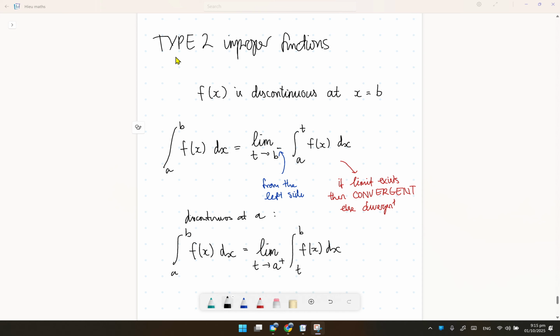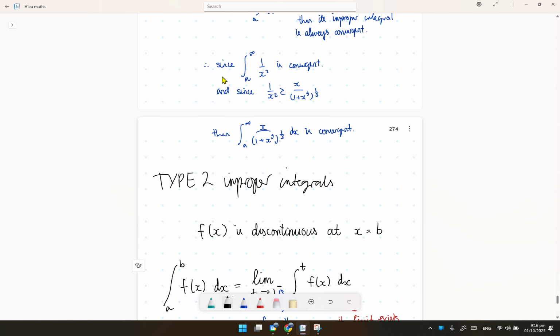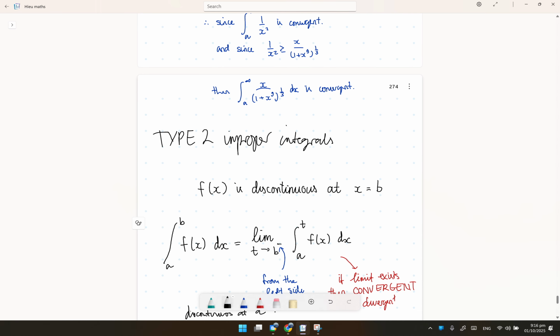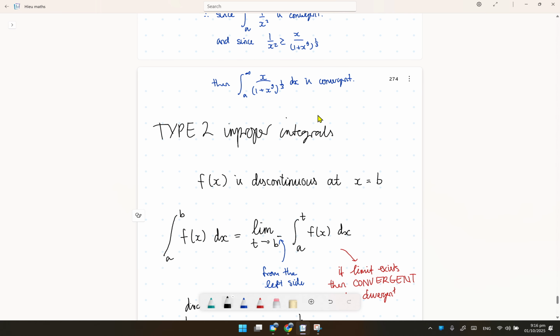Back to another video, and this time we're going to be looking at type 2 improper integrals. We've done type 1, which is where we have one end and then an infinite end, and that's where we find the limit. Type 2 improper integrals is just when, instead of going from a to infinity, we're going to a discontinuous point.